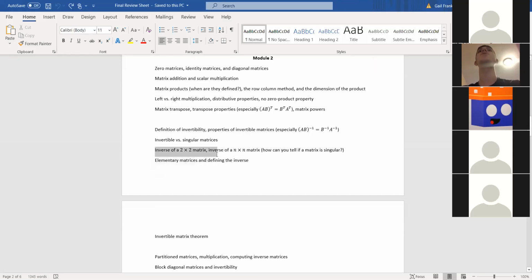Inverse of a 2x2, there's a simple formula for that. On the main diagonal, you switch the entries, and then off the main diagonal, you make them negative, and then you divide by the determinant. I'll just show you the formula.